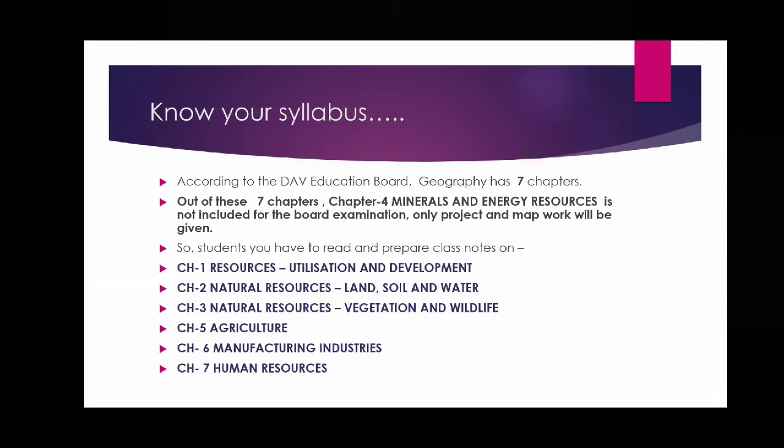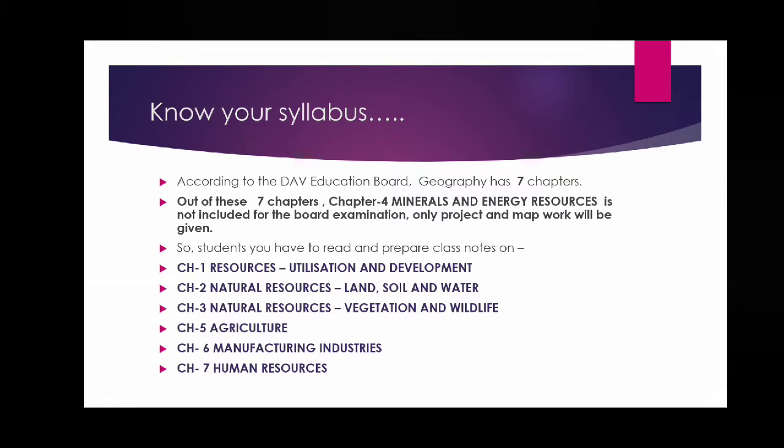Out of these 7 chapters, chapter 4, minerals and energy resources, is not included for the board examination. Only project and map work will be given. So, students, you have to read and prepare class notes on a total of how many chapters? 6 chapters. How many chapters are present in your book? 7 chapters. But out of these 7, chapter number 4, minerals and energy resources, is not included for the board examination, and only project work and map work will be given. No class notes, no written exam on chapter number 4.